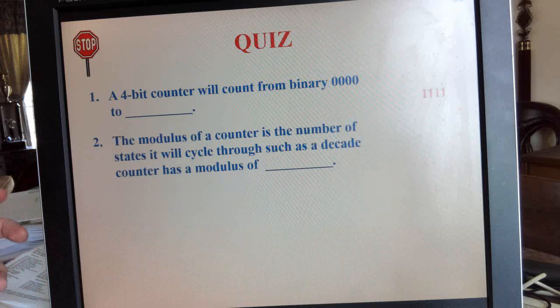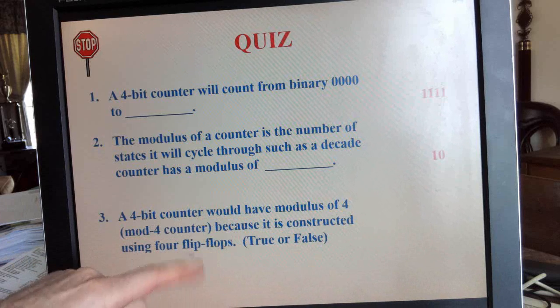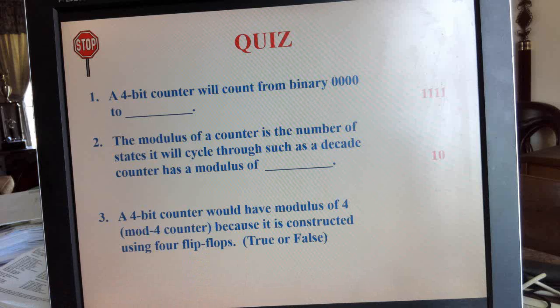The modulus of a counter is the number of states it can cycle through, such as a decade counter has a modulus of 10 going through that. And a 4-bit counter would have a modulus of 4, mod 4 counter, because it's constructed using 4 flip-flops, and hopefully you understand that modulus of 4 has nothing to do with using 4 flip-flops, so this is false.